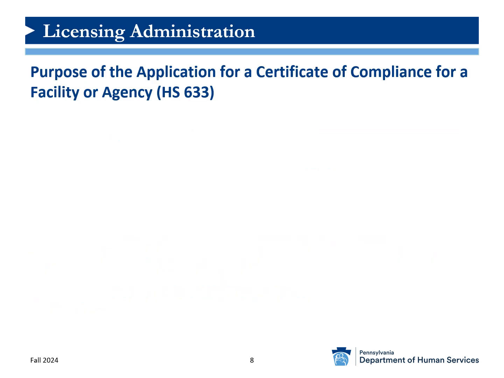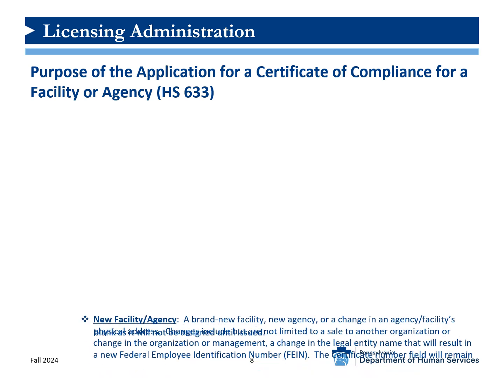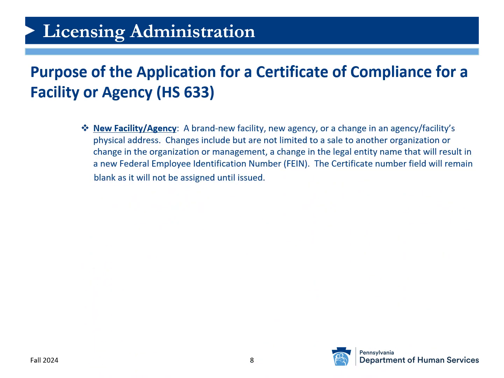The HS 633 is used for different reasons. One reason is for a new facility or agency. And this can be a brand new facility, a new agency. It might be a change in an agency or facility's physical address. That would be another reason you could use it.